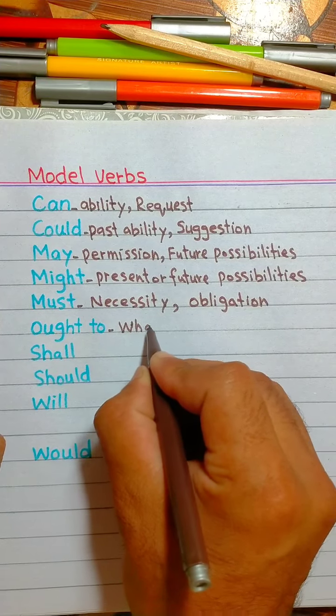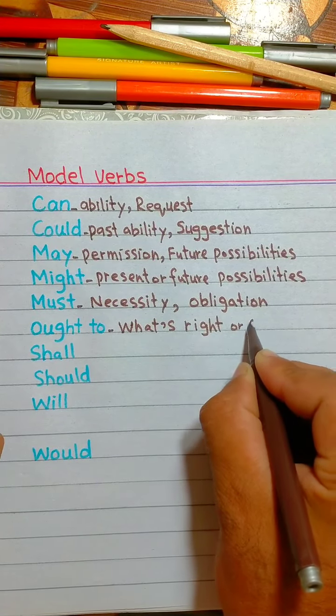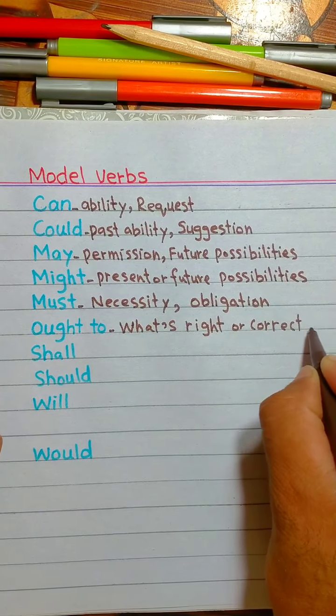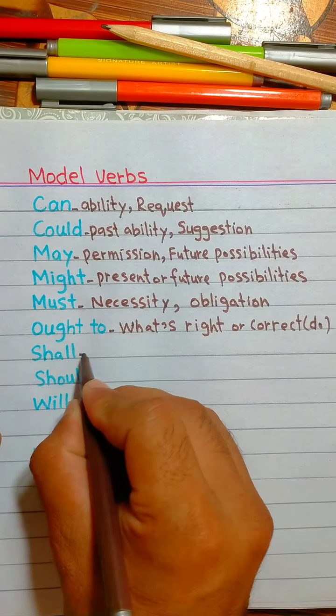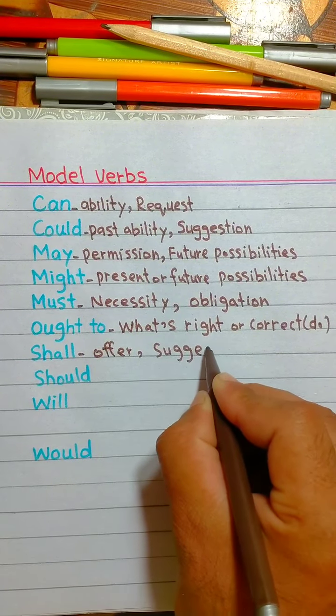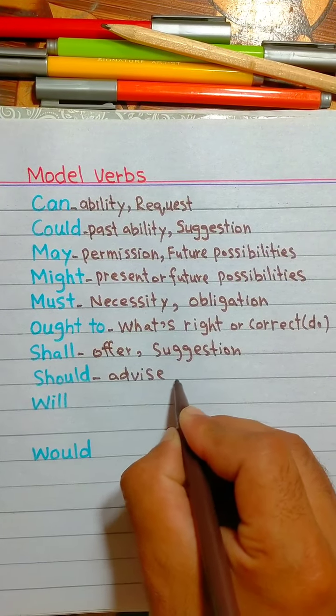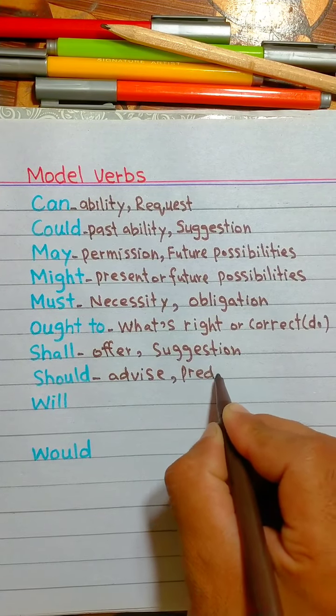Ought to is to do for what's right or correct. Shall is used for offer or suggestion. Should is used for advice and prediction.